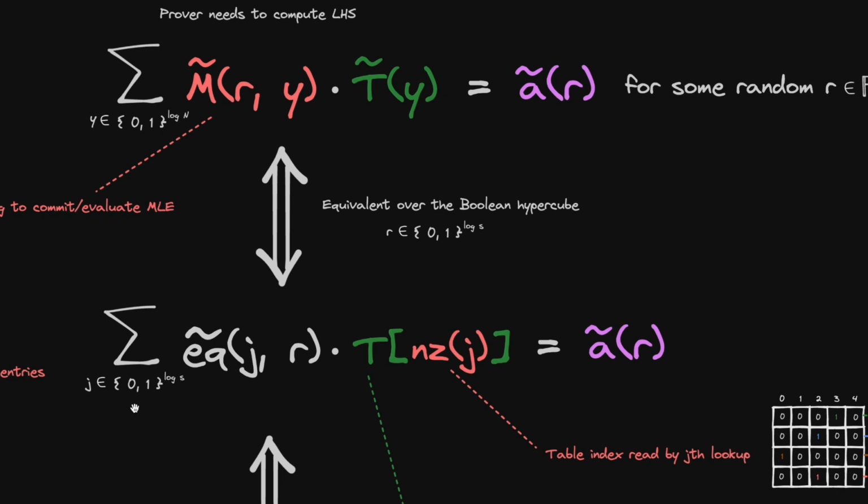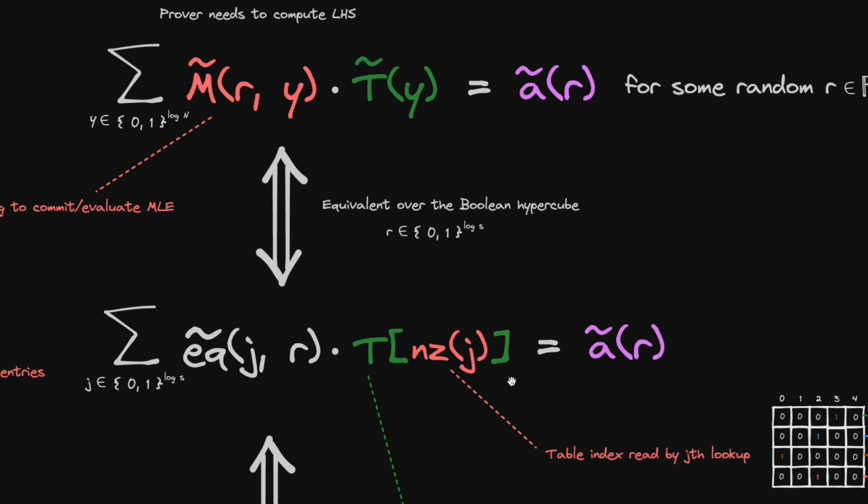So we're changing the summation from y in {0,1}^(log n) to j in {0,1}^(log s). And again, the left-hand side is formulated to be equal to the right-hand side when r is in the Boolean hypercube. This EQ twiddle term that you see here is basically a selector. So it's 1 if r is equal to the particular lookup index given by j, and 0 otherwise. So now that we're summing over lookups, we're changing T twiddle of y to this expression.